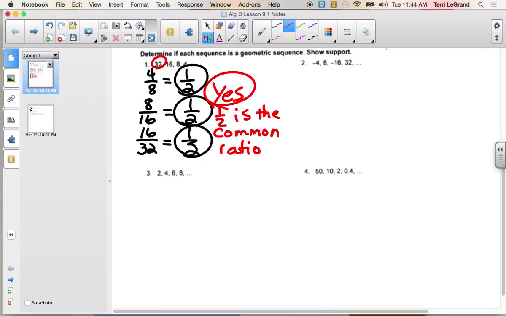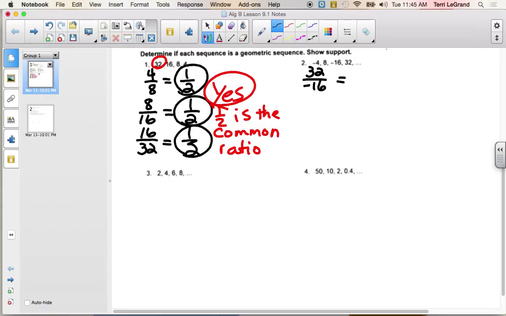Okay. Number 2, let's check that one out, see if it's a geometric sequence. In other words, can we always multiply by the same thing to get the next term? So what should we show for support? 32 over negative 16. Take a term, divide it by its previous term. That's how you do it. That's what your thought has to be. Take a term, divide it by its previous term.